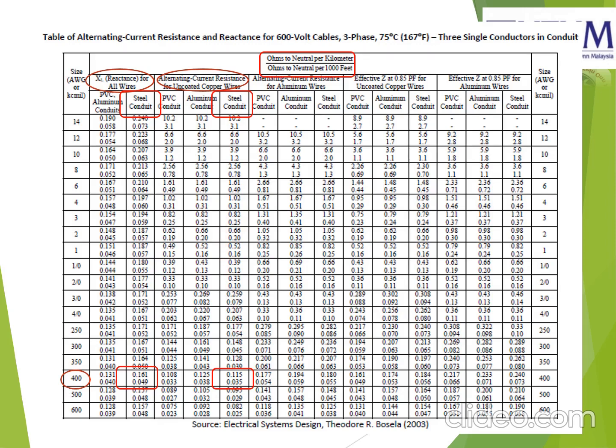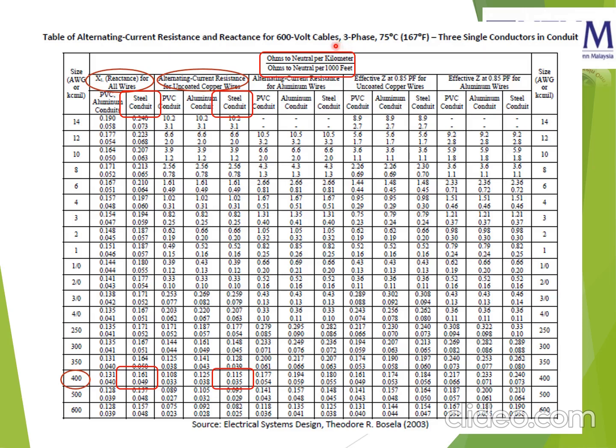Okay, this one is for steel conduit, so this one is for R for steel conduit. We have to choose this value for X, and then this value is for R. We can see here there are two values, upper one and lower one. So we have to choose either upper or lower based on the example given. In the example, the length of the cable is 85 feet.